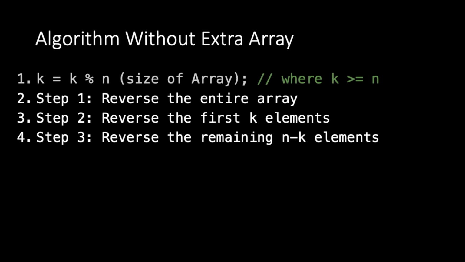Okay, first we will reverse the entire array. Second step, we will reverse the first k elements of the result of the reversal of step 1. Okay, so step 1 we will reverse the whole array, step 2 we will reverse the first k elements, and step 3, that is the final step, we will reverse the remaining n minus k elements. Okay, let's see this example using illustration.